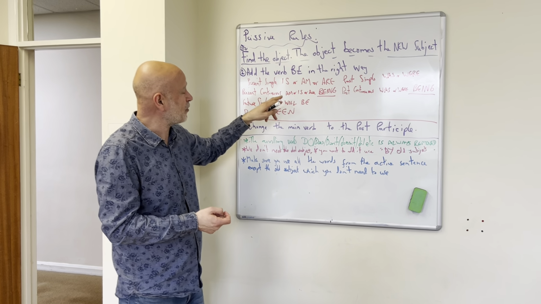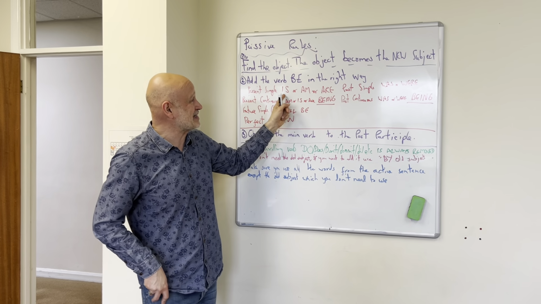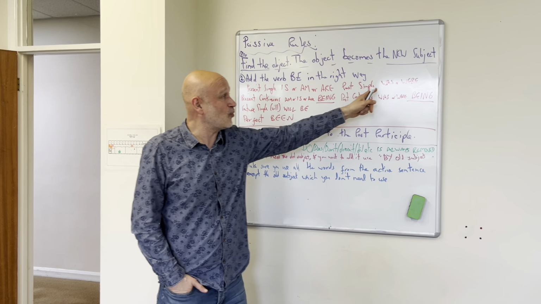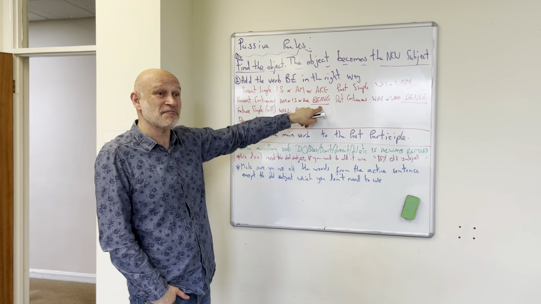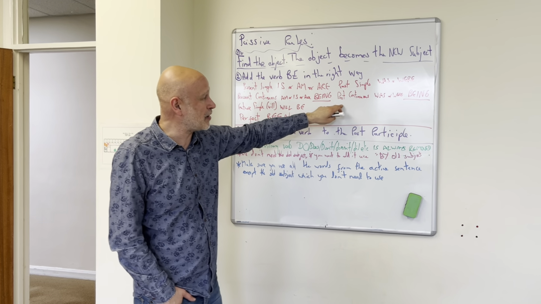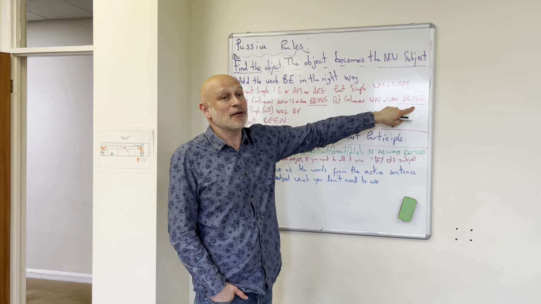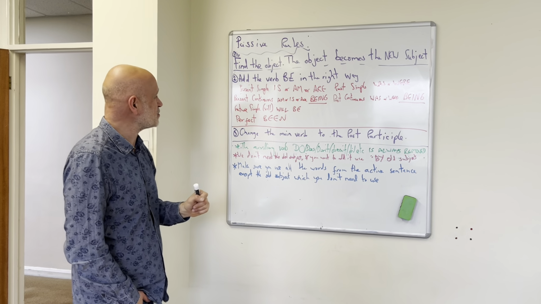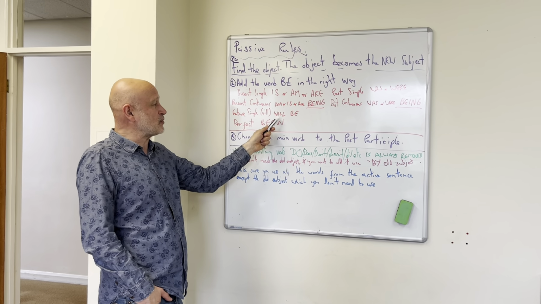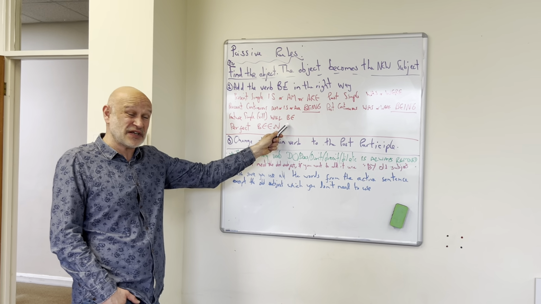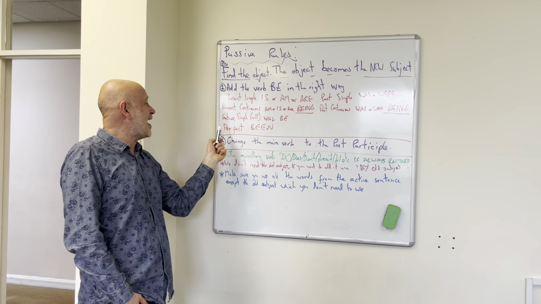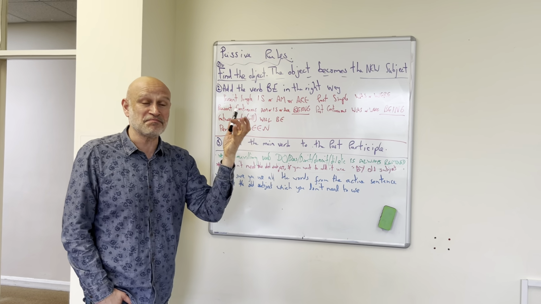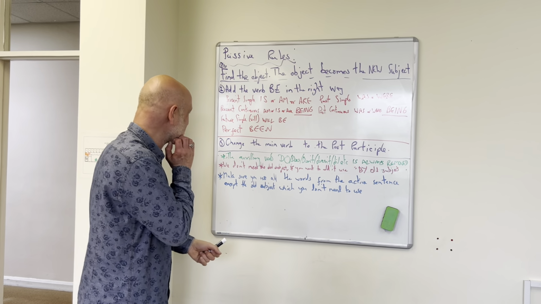If it's present simple, the present simple verb to be is or am or are. Past simple, was or were. Present continuous, am or is or are plus being. There's the continuous bit. Past continuous, was or were plus being. There's the continuous bit. Future simple is going to be will plus be. It's going to be the infinitive because this is a modal verb. After every modal verb you need an infinitive. And for the perfects, you need been for all of the perfects.